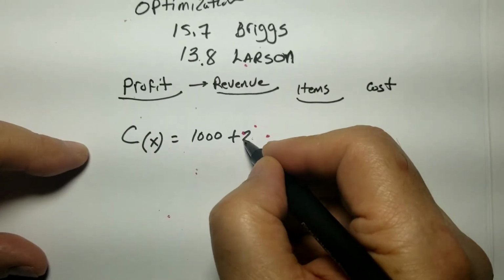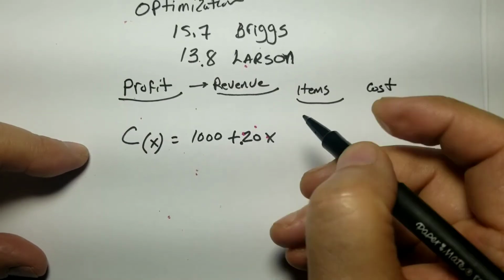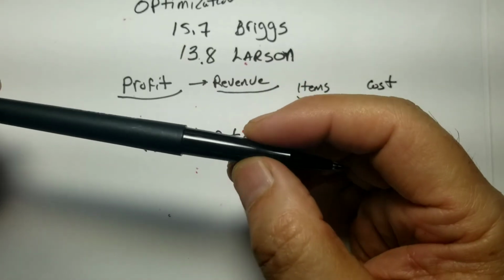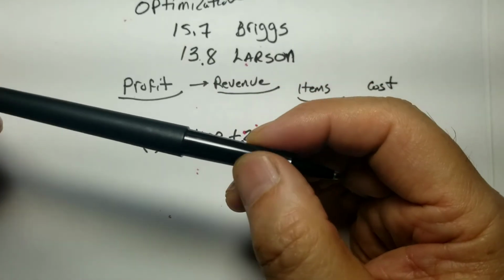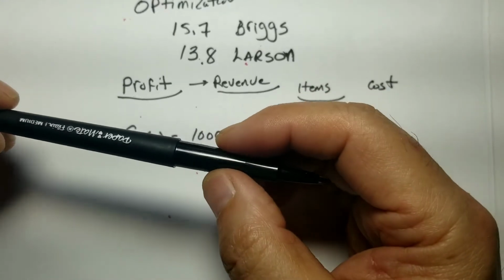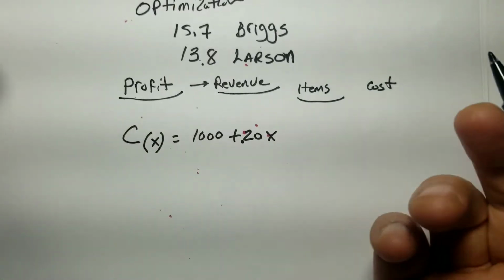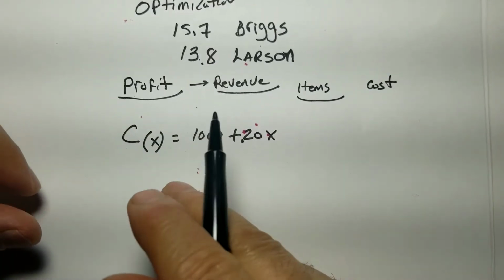Plus 20 cents per item. When I say 20 cents, maybe 1 cent for material, 2 cents for employee, half a cent for electric, half a cent for the machinery. I don't know. A combination of all of them is 20 cents. That's your cost.